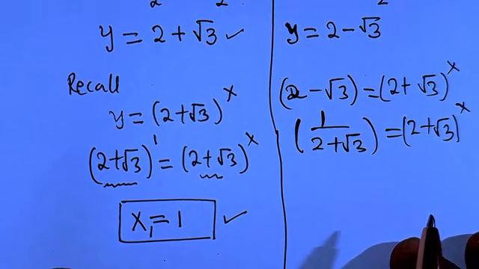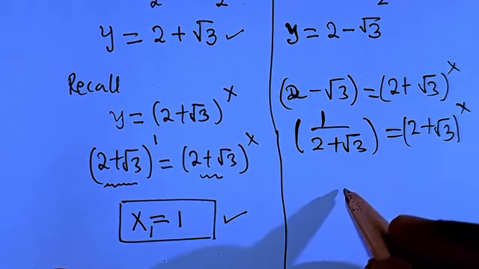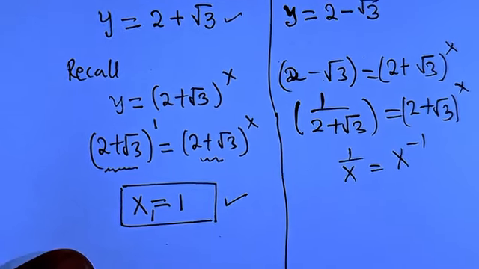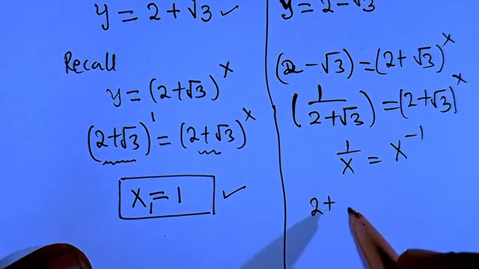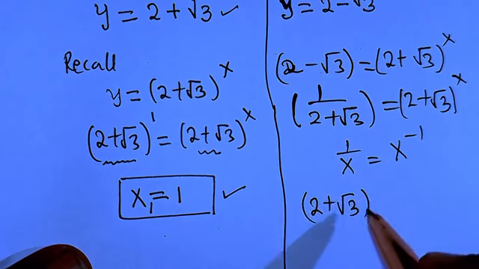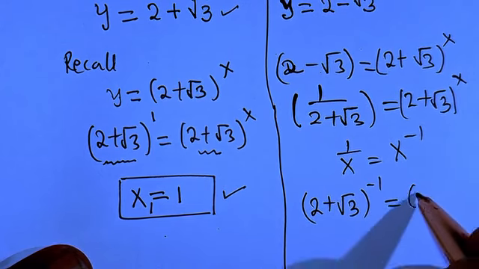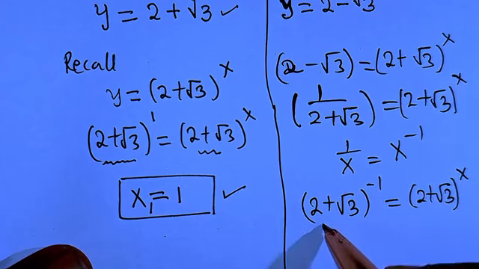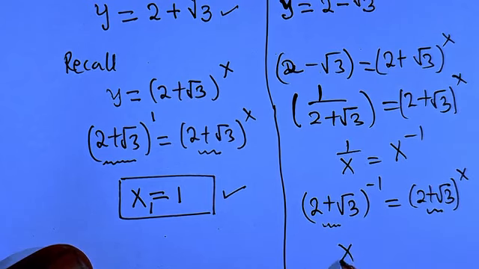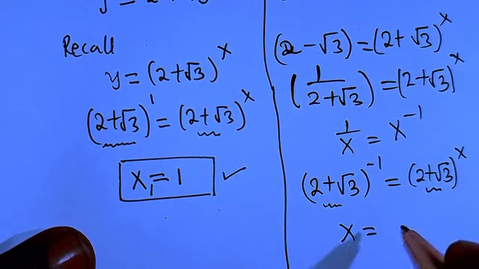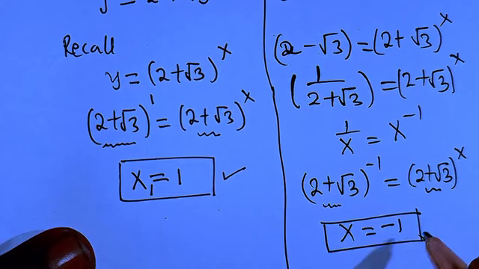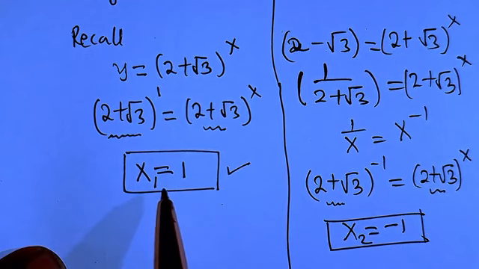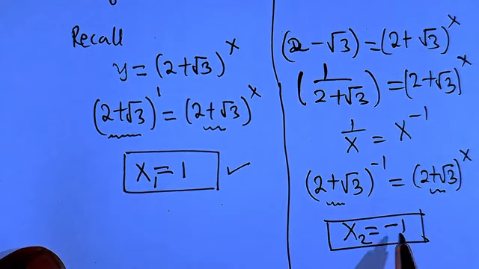So now from there we can rewrite this. If you have 1 over x, it can be x to the power minus 1 from the law of indices. So we can write this as 2 plus root 3 all to the power of minus 1 equals 2 plus root 3 to the power of x. So now we can see we have the same base, so we can equate the powers and set x equals minus 1. So therefore we have x2. These are the two possible solutions to this problem. We have x1 to be 1 and x2 to be minus 1.